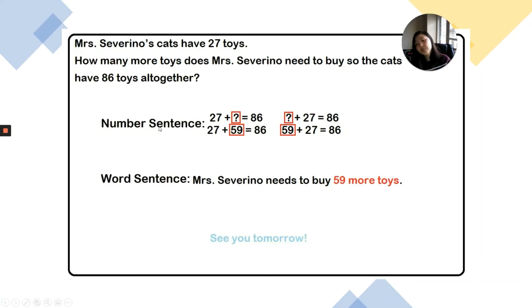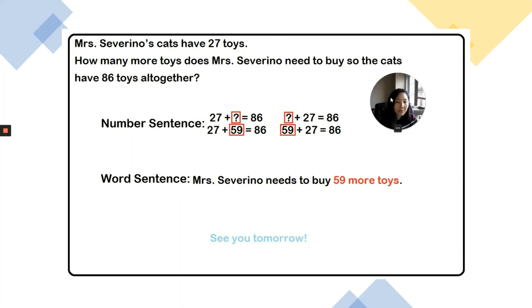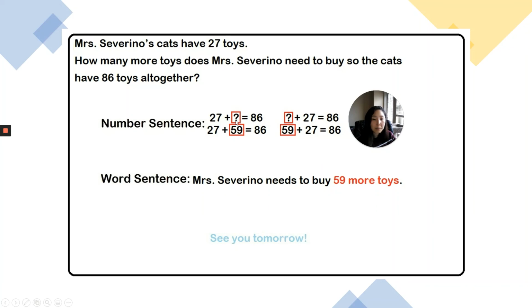Now that you solved, I wanted to show you the number sentence and the word sentence that I ended up with. And right now I have right here 27 plus blank equals 86. If you noticed, I boxed my answers starting now to show you that I wanted you to box your answers as well. So right here I have 27 plus 59 equals 86. I put a red box around 59 because that is my answer that I want to give you. My word sentence is Miss Severino needs to buy 59 more toys.